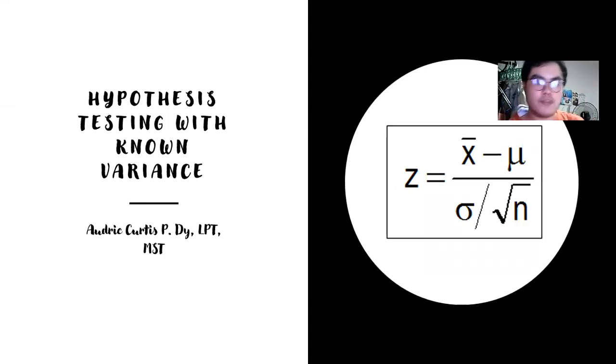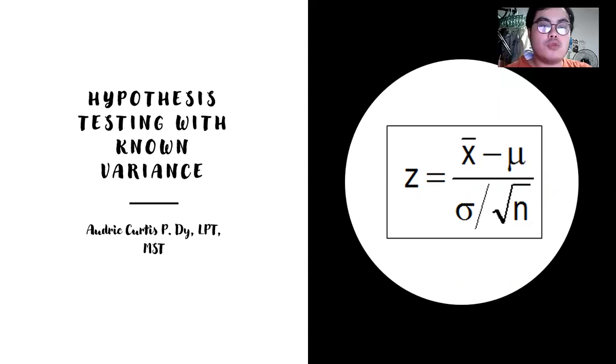So our topic for today is hypothesis testing with the known variance. Okay, so when we say the known variance, this variance or standard deviation is associated with the population.